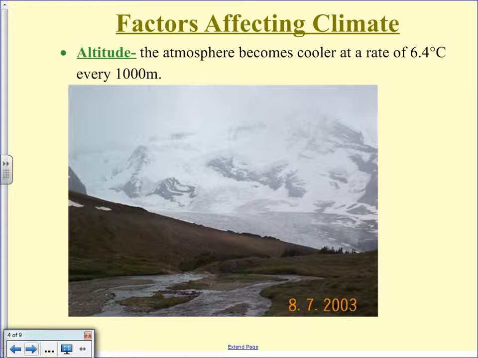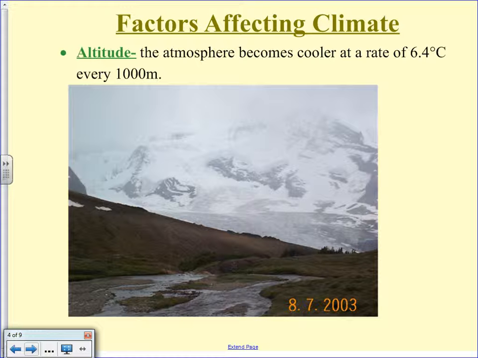But yeah, altitude makes a huge difference in temperature. That makes a difference for, let's say, a place like Okotoks. In Okotoks we're at around 1,100 meters above sea level. You go to Canmore or Banff, and they're a little bit higher, probably closer to 1,300, maybe even 1,400 meters, maybe even higher above sea level.